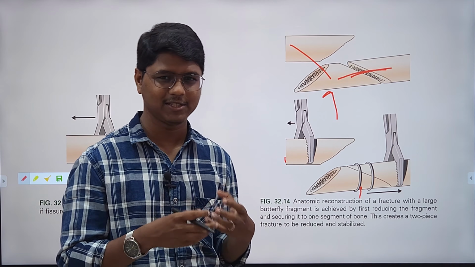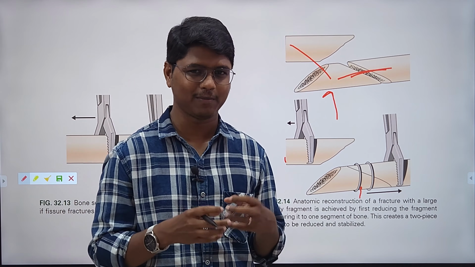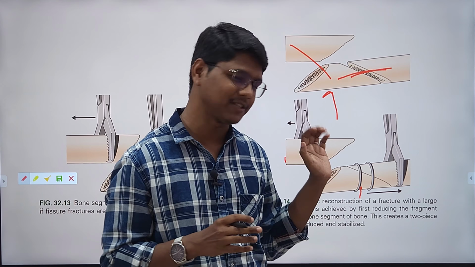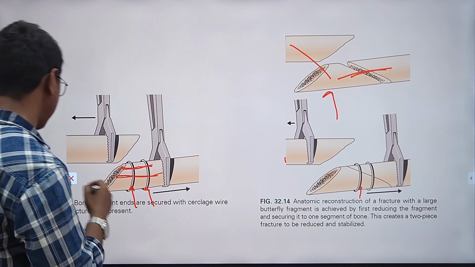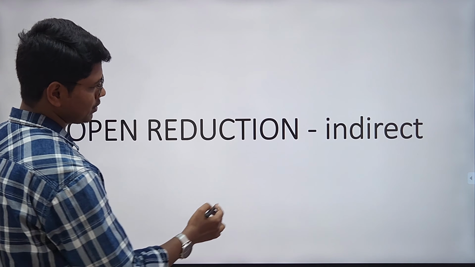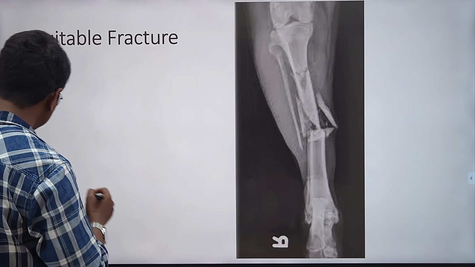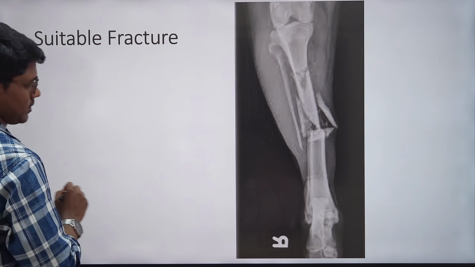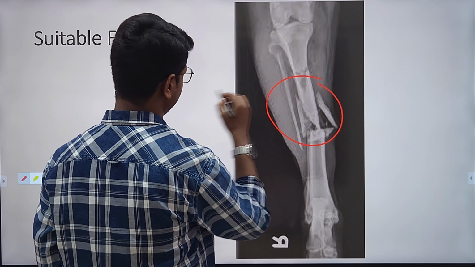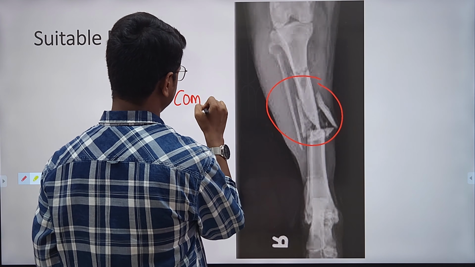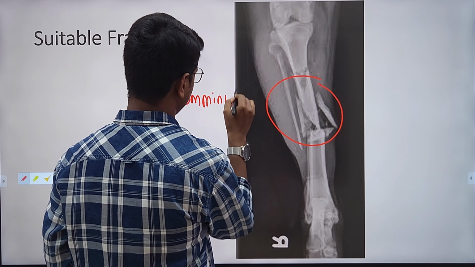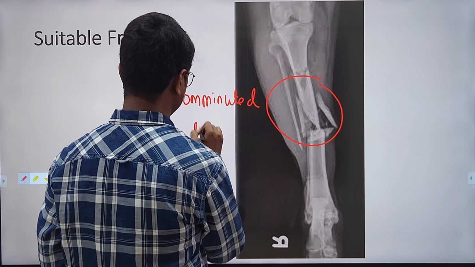Orthopedics is a physical surgery. You need to be slightly more powerful for doing these surgeries. So this is oblique fracture reduction. Now coming to the indirect method. The indirect method is basically used for comminuted fractures, for comminuted fractures which are non-reducible. Comminuted non-reducible fracture.